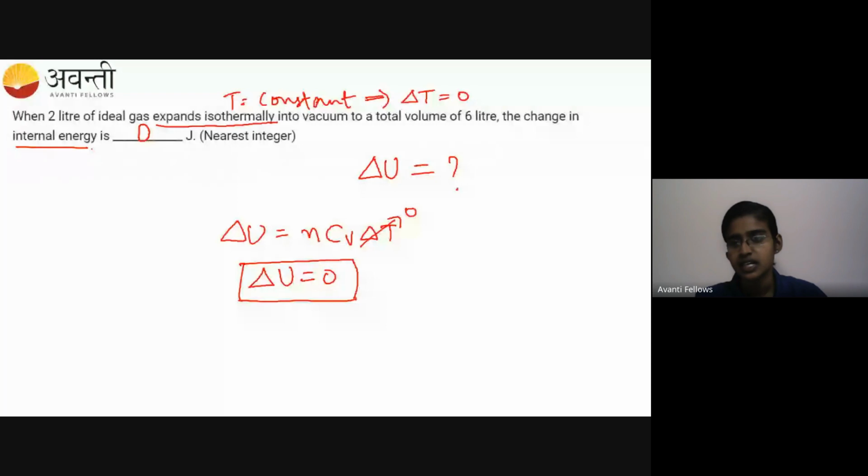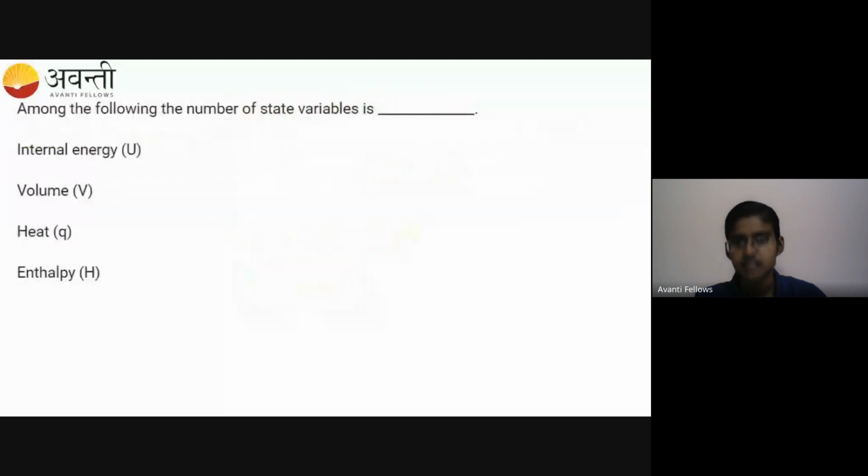Among the following, the number of state variables. Variable is nothing but state functions. Yesterday we discussed two types of functions, state functions and path functions. And here 4 functions are given to us. You have to find out which of the 4 functions are state functions, whether the answer is 1 or 2 or 3 or 4.